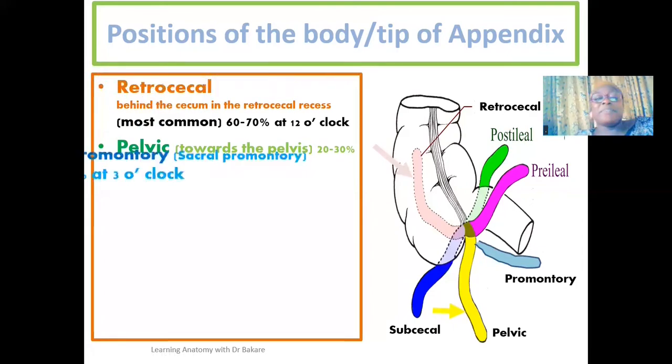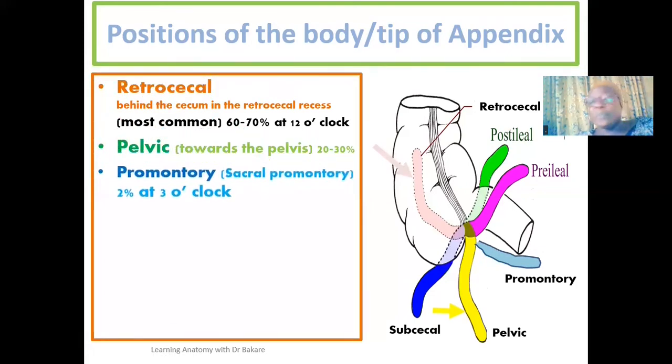So the next type of position of the appendix is the promontory appendix. This is where the appendix is directed towards the sacral promontory. The sacral promontory is the bulge that is seen at the upper part of the sacral bone, and you see this in about 2% of individuals, and this is the promontory position of the appendix. And if you try to relate this position to the clock, it is directed at the 3 o'clock position. If you look at this configuration, you see that this is directed towards the 3 o'clock position.